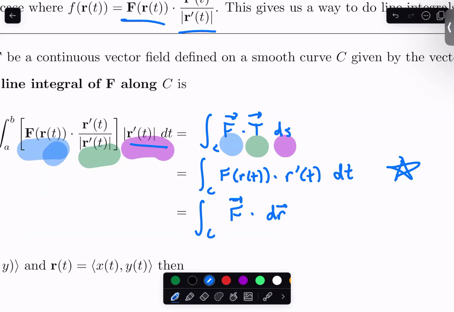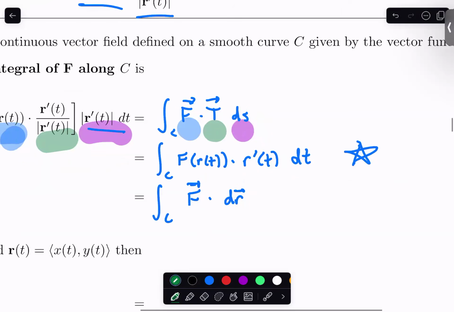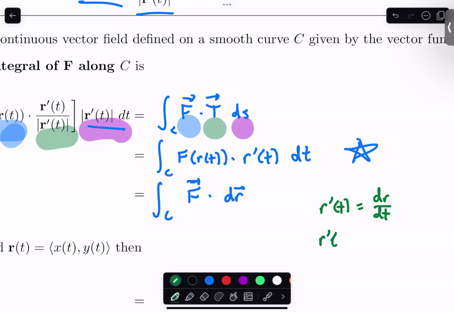So this kind of comes from the old Leibniz notation, right? Where r prime of t is equal to dr/dt. And so if you multiply this by dt on both sides, r prime of t dt would be equal to dr. It's kind of like the dt's cancel. And so that's why the dr notation is also fine. So this is again some shorthand.